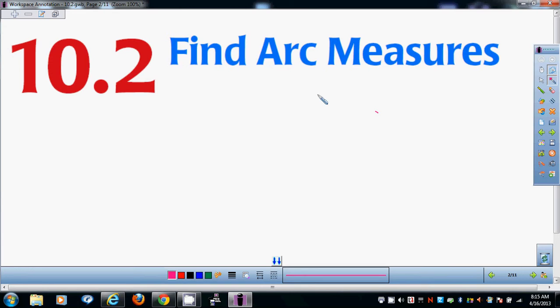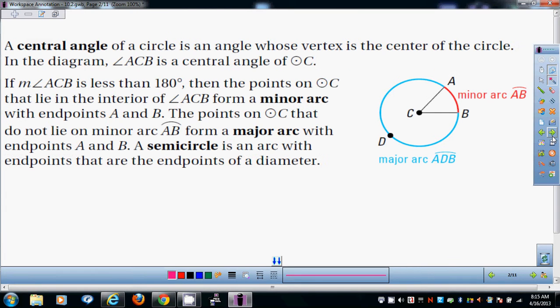Here we go. Find arc measures. Arc measures are not that bad. An arc is basically just a portion of a circumference. An arc is the piece of the outside of a circle, but not the full circumference.